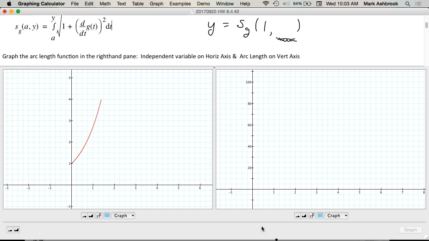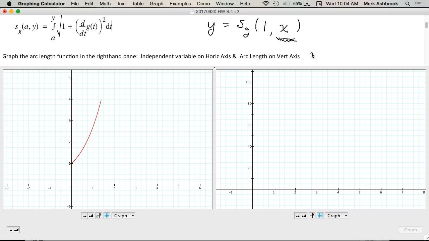So what did I want to do? I want to take the independent variable and put it on the horizontal axis over here. So what should this be? X. Okay, so what is this doing? This is the independent variable of my function s, but I want to put it on the horizontal axis. So I want it to be x. Does that make sense? And I want to start at x equals 1. And then I want to take values of the arc length and put those on the vertical axis y.